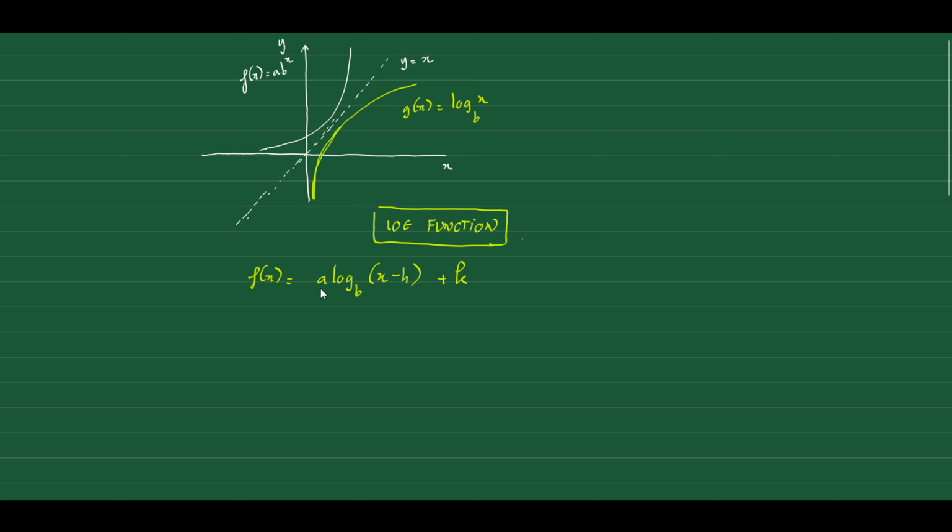Then we already know what a means, the compression or stretching along the y, and the number over here is the compression along the x. So that is the transformation. Now if I let h and k equal 0, and let a equal 1, then I will have f of x equals log base b of x, and b is called the base of the log, and x is called the argument.